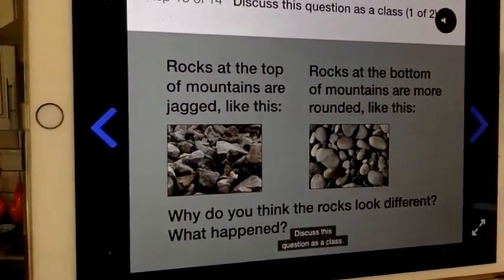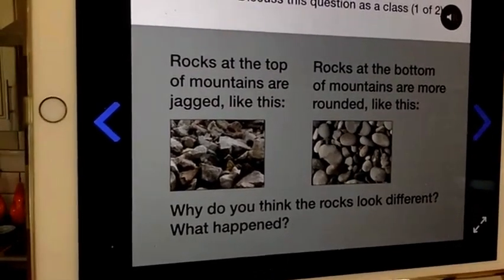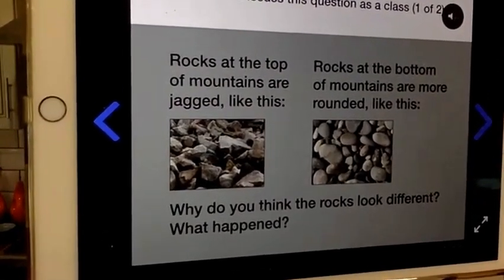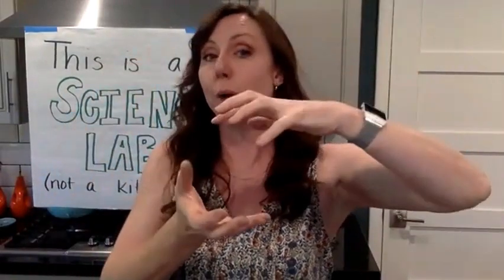And of course, our question is, why do you think the rocks look different? What happened? Hopefully, by doing this activity, you have an idea about what probably happened. But I'll give you a hint. It's not that somebody had a big, giant Rubbermaid container and put the rocks in there and was shaking it around. That's not it. But think about it. What could have been happening, right?